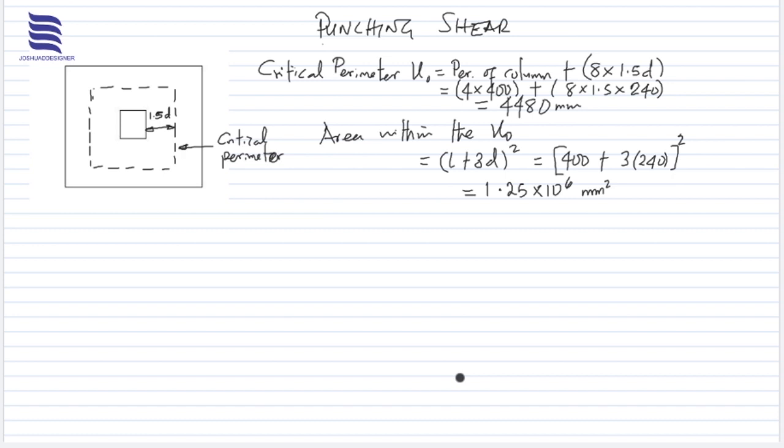So to obtain our force from here, our force V, I just call it force V, or however you want to call it, it is obtained by multiplying the earth pressure by the difference between the base area and the critical area.